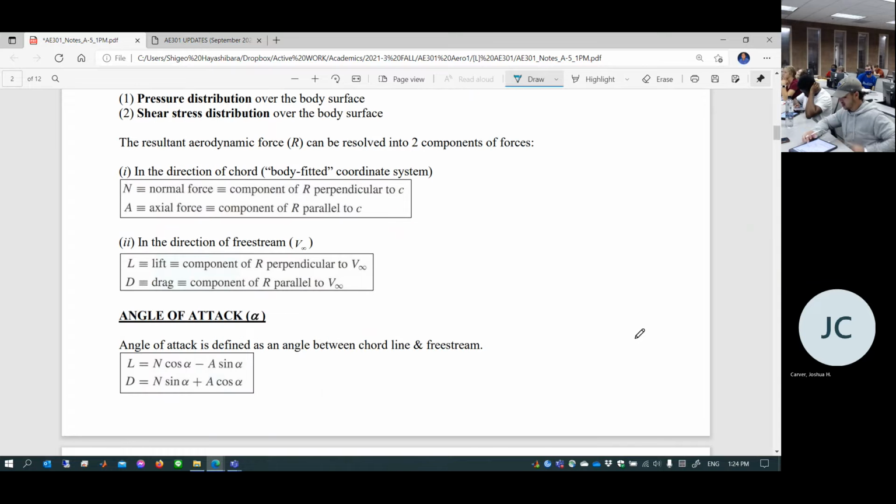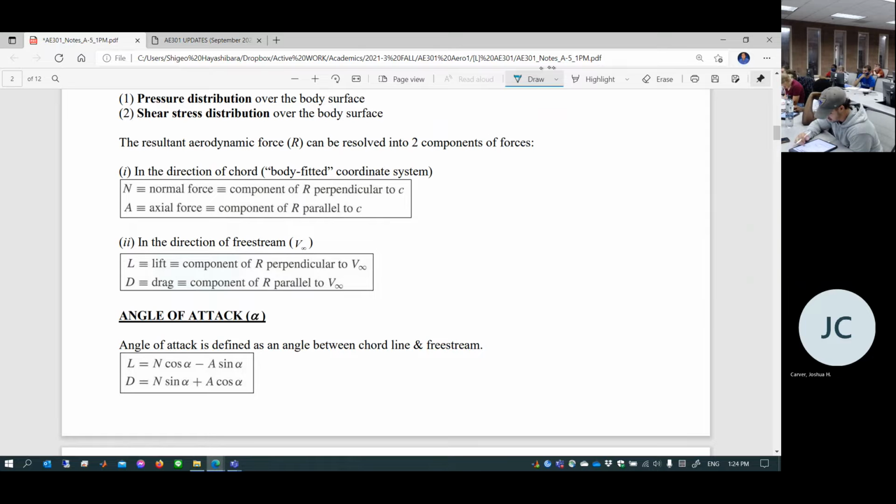So you have a relationship between those two different kinds of forces: normal force and axial force. You're going to take a look at the angle of attack for cosine and sine components and add or subtract each other to get the lift and drag components. So there's a relationship between lift and drag versus normal and axial forces. One is called the body attached coordinate system. The other one is, of course, the inertial coordinate system relative to the airplane.